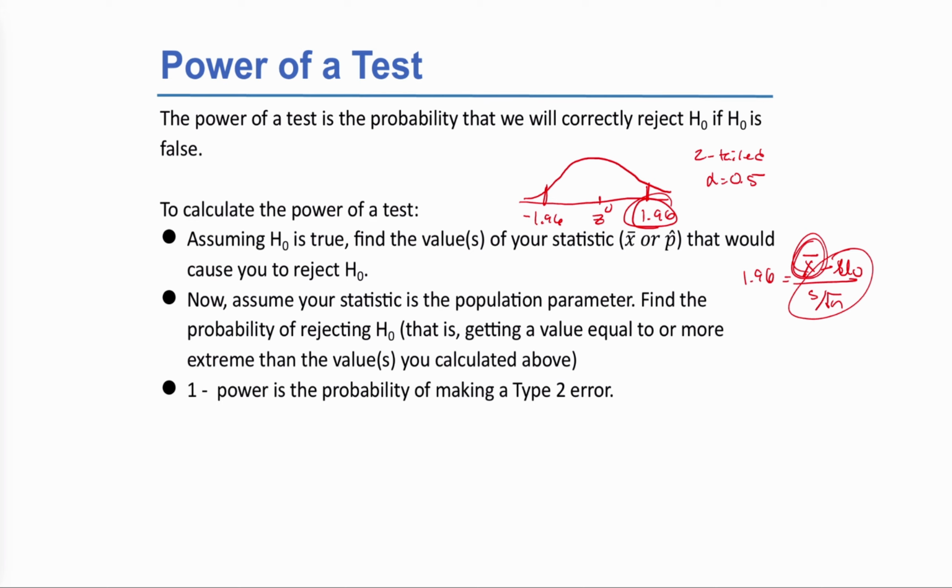Now, assume that instead of the null value being the population parameter, your statistic is actually the population parameter, right? Find the probability of getting a value equal to or more extreme than the values that you calculated. So, you might get 1.96 here and negative 1.96, whatever values correspond to these z-scores here. And that would be the power of your test. And 1 minus the power of your test is the probability of making a type 2 error.